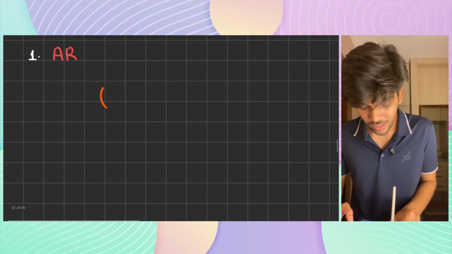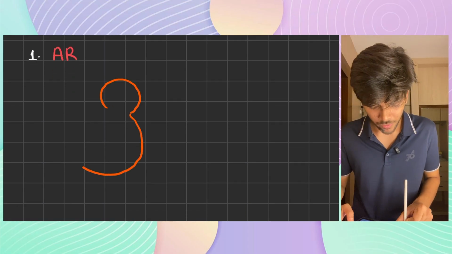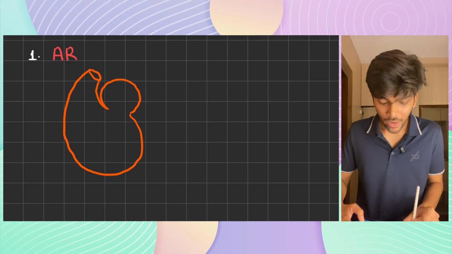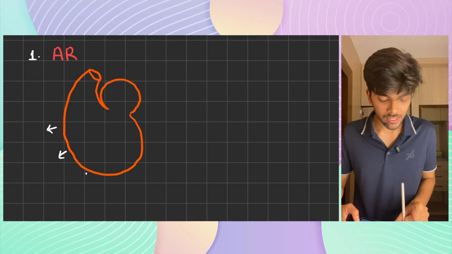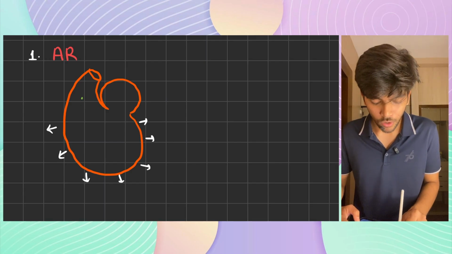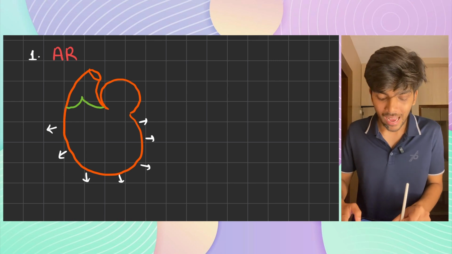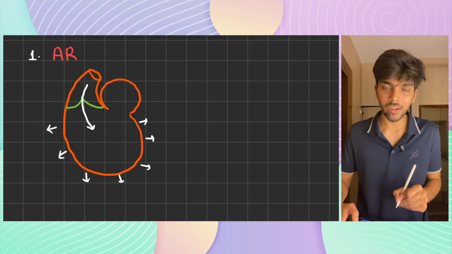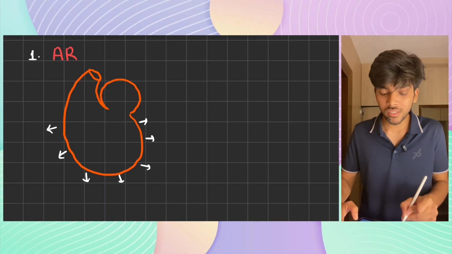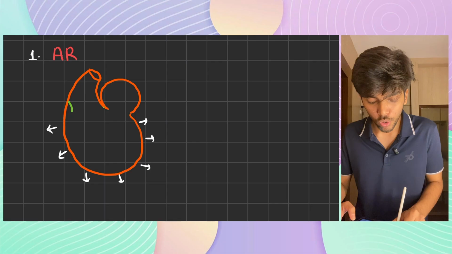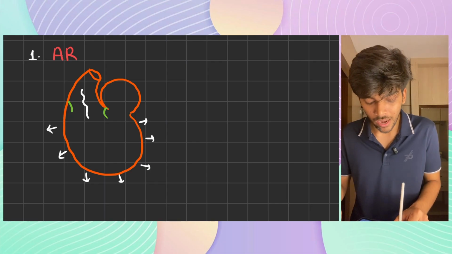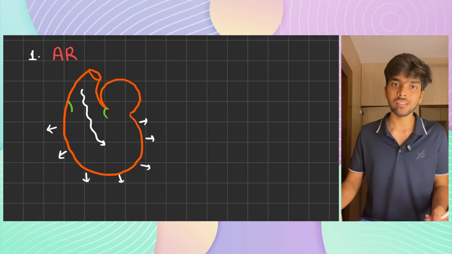In aortic regurgitation, here's your left atrium, here's your left ventricle, and here's your aorta. When the left ventricle relaxes or goes through ventricular diastole, the aortic valve closes to prevent the backflow of blood from the aorta into the ventricle. But in aortic regurgitation, due to pathology in the aortic valve, it is unable to close properly. As a result, there is backflow of blood from the aorta into the ventricle during ventricular relaxation.